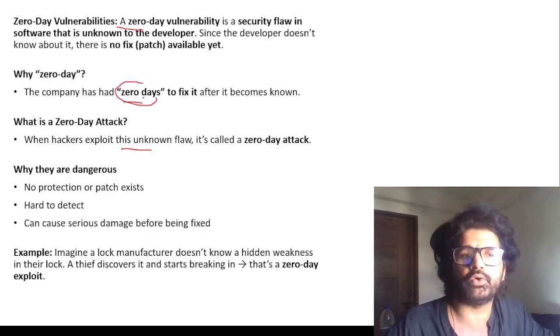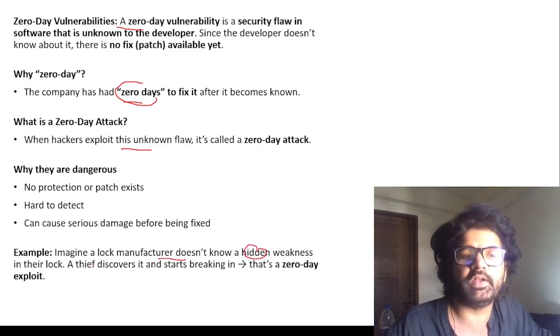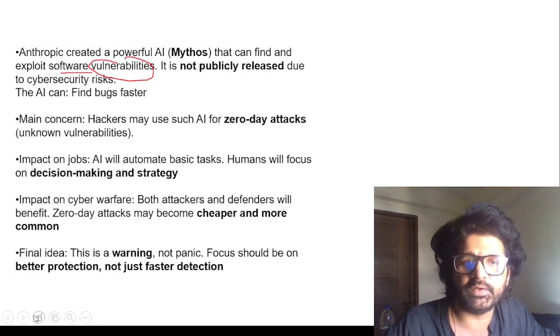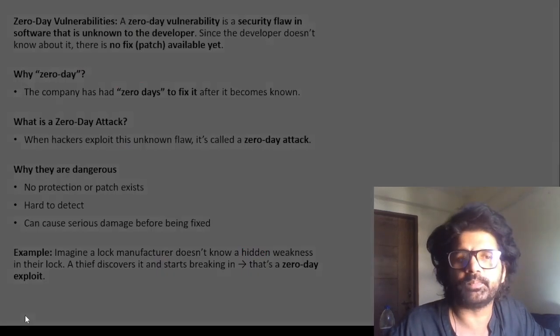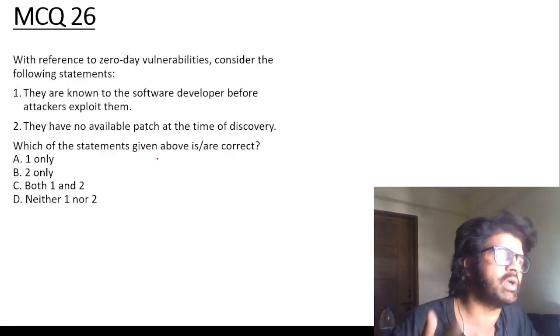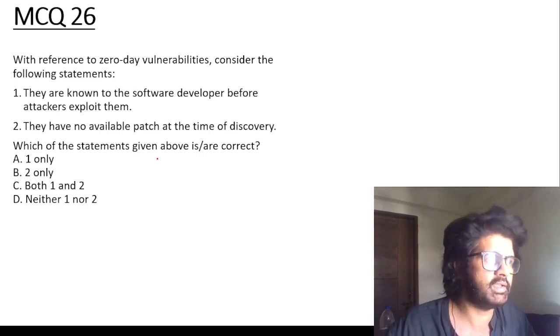Hope you can understand. The important thing here is to understand 0-day. What is the basic meaning of 0-day? Vulnerabilities. Imagine a lock manufacturer does not know about a hidden weakness in their lock. A thief discovers it and starts breaking it. That's a 0-day exploit. And that's why, if AI Mythos goes into the hands of thieves and hackers, God save us. Right now they're just sharing it with some companies, but then the other issue is cartelization. Only those companies will be able to work on their 0-day vulnerabilities. What about other companies? Why is there so much discrepancy?